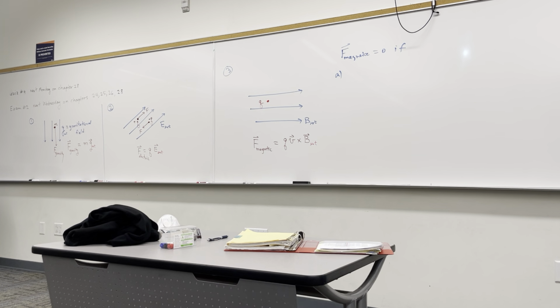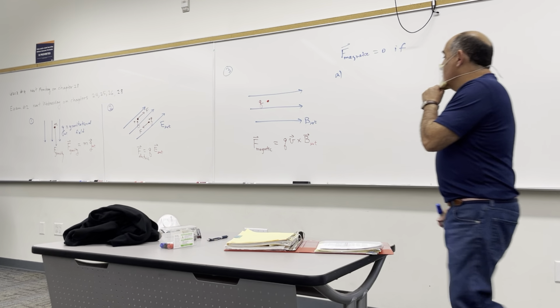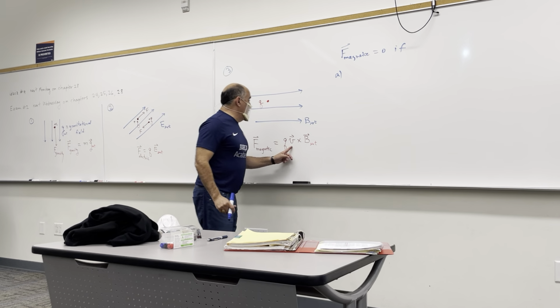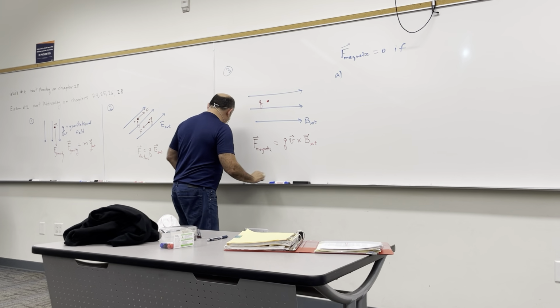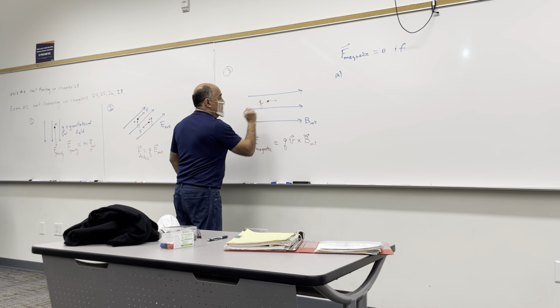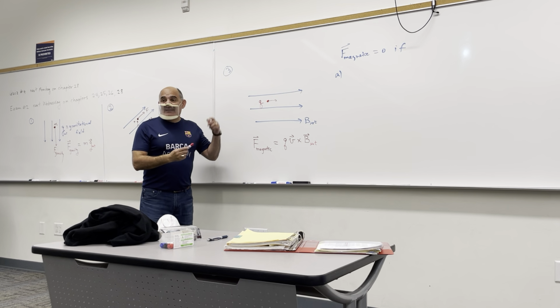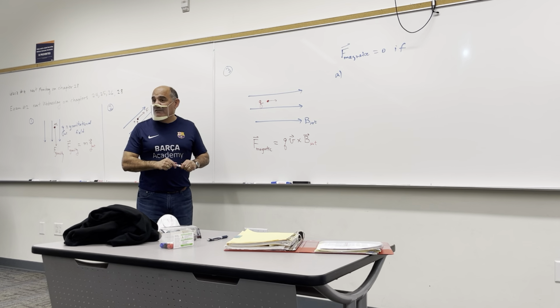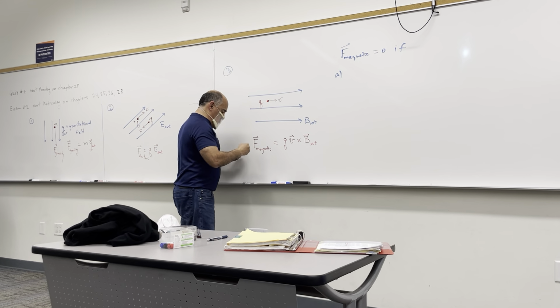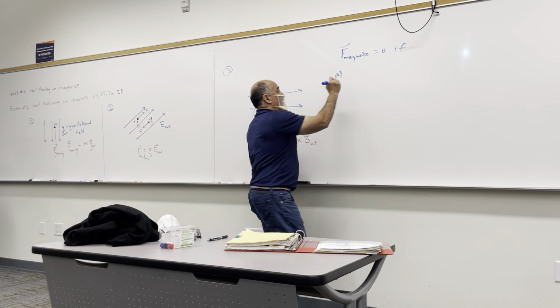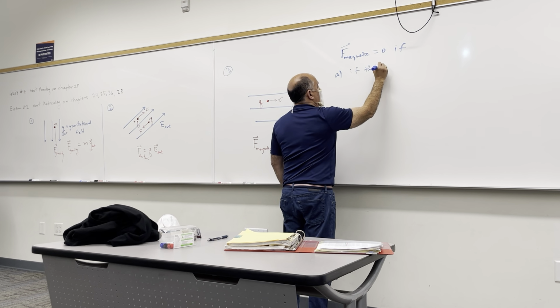The velocity of the particle is parallel to the magnetic field. Right, because if the particle is moving this way, then the cross product of the velocity vector with the magnetic field will be 0, right?